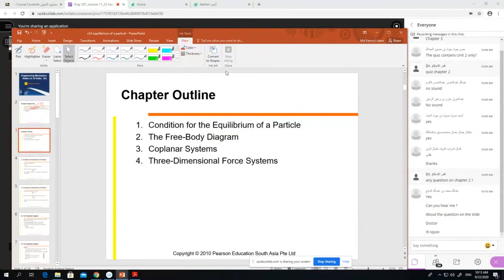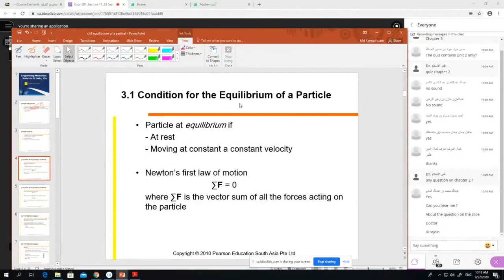Chapter outline: condition of the equilibrium. What is the condition for equilibrium? Free body diagram. We learn all this. Okay. Now I start. Condition for the equilibrium of a particle. Now anyone answer me. You already know what is equilibrium. Tell me, what is equilibrium? Whatever you understand, give me an answer.